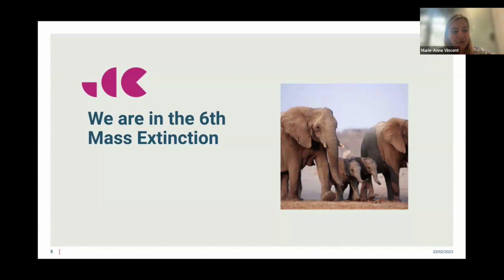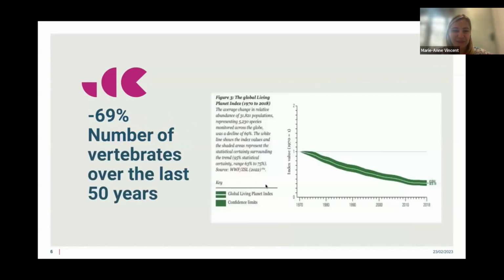We can see that the current extinction rates are 1,000 times higher than the natural ones. So human activity is putting a lot of stress on the planet and the species, and experts estimate that half of the living species could go extinct by 2100. So we are in the midst of the 6th mass extinction. To give you another number, the number of vertebrates decreased by 69% over the last 50 years. So it's kind of scary as well.